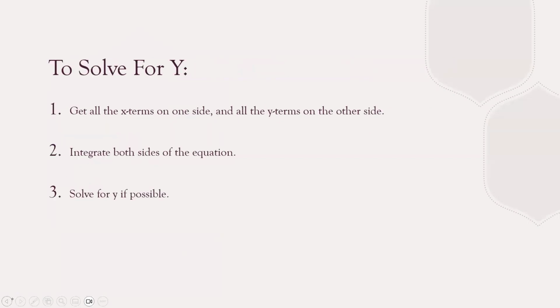So how do you solve a separable differential equation? Remember, the solution of a differential equation is an equation, so we have to solve for y. The first step is to get all the x terms on one side and all the y terms on the other side. What I would do is cross multiply. Then once you have all the x's and all the y's on one side, you integrate on both sides of the equation. And then step 3, solve for y if possible.